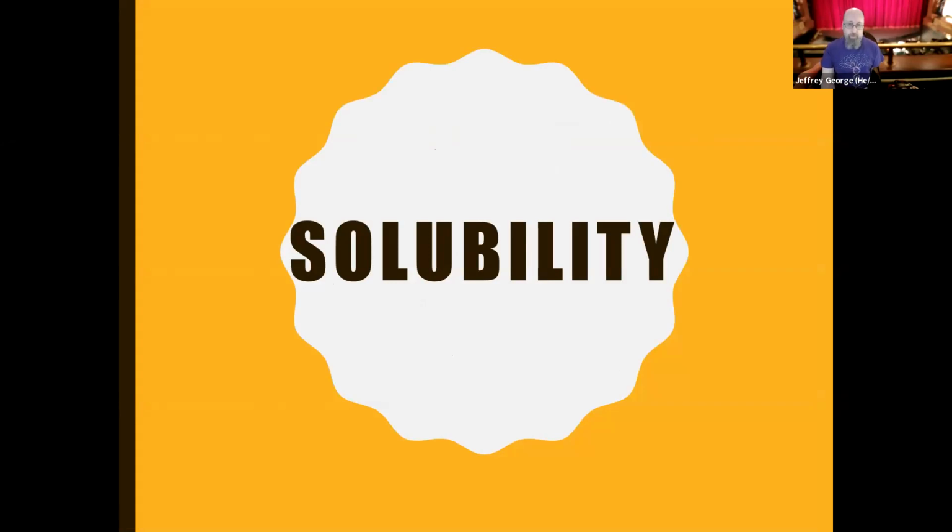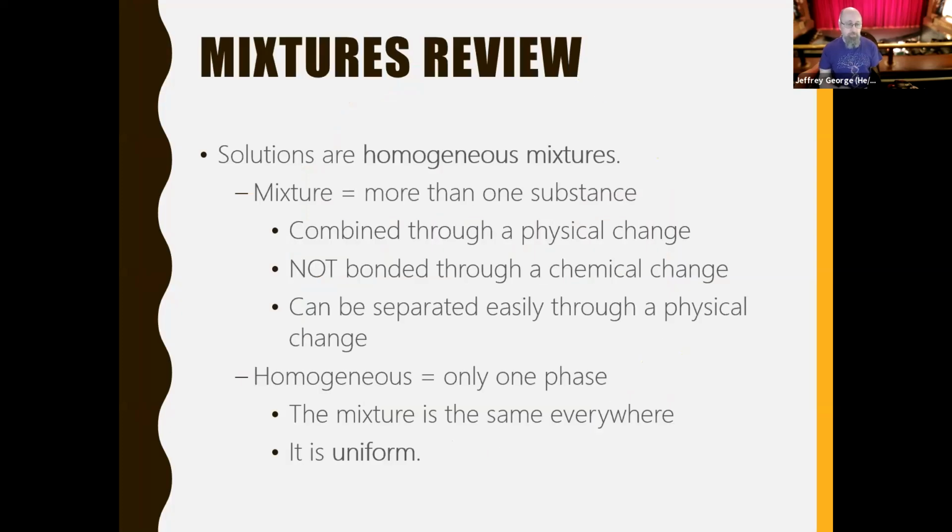Solutions and solubility are crucial for chemical reactions, and everything that we're going to look at today has some impact on that when you come back to it in the second semester. But just a quick review. When we talk about solutions, meaning something is dissolved in something else, solutions are homogeneous mixtures.